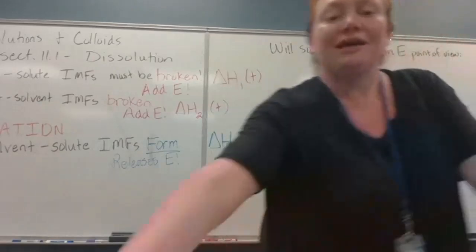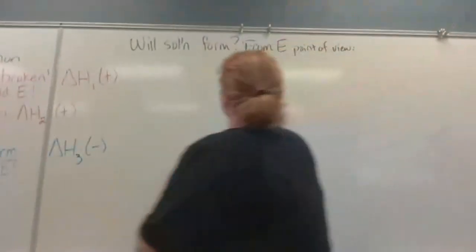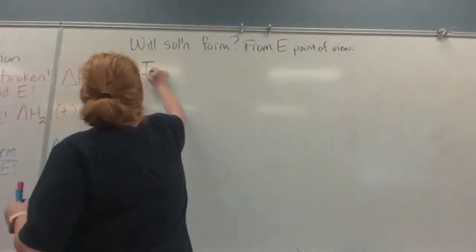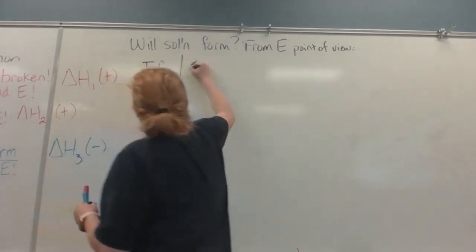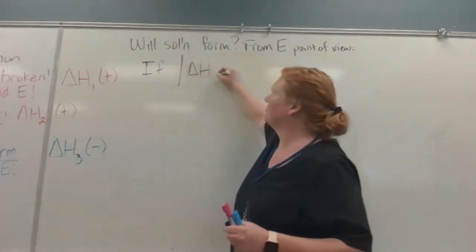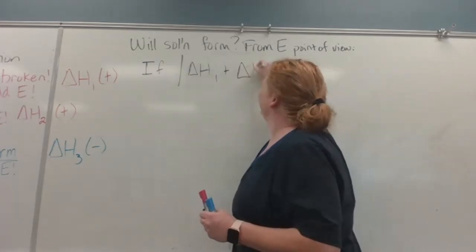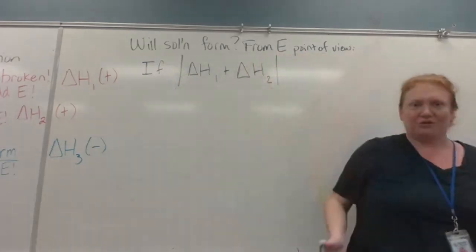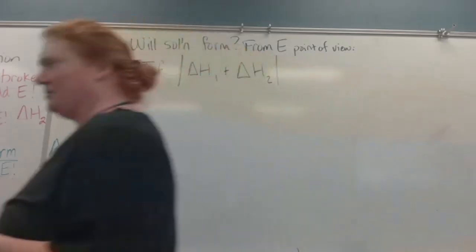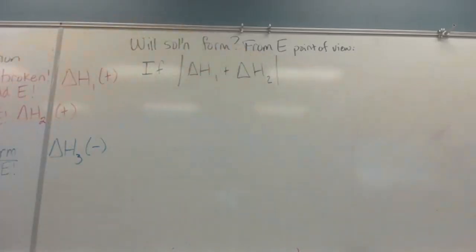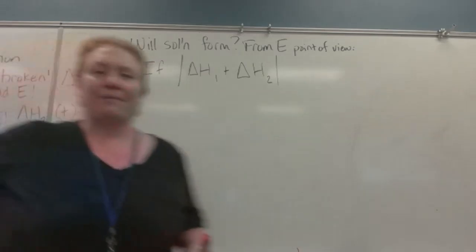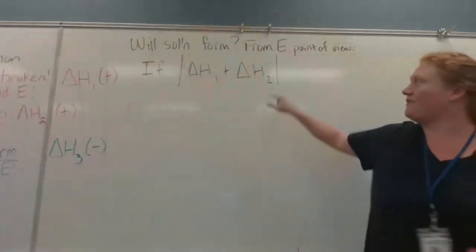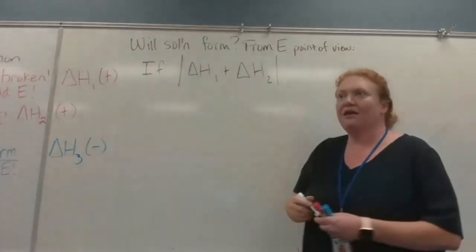Well, if you guys are math people, what does it mean if I put those vertical lines around this little equation I wrote? You know what that means. It's absolute value. So I'm not talking about positive, negative. I'm talking about the magnitude of adding these two things together.